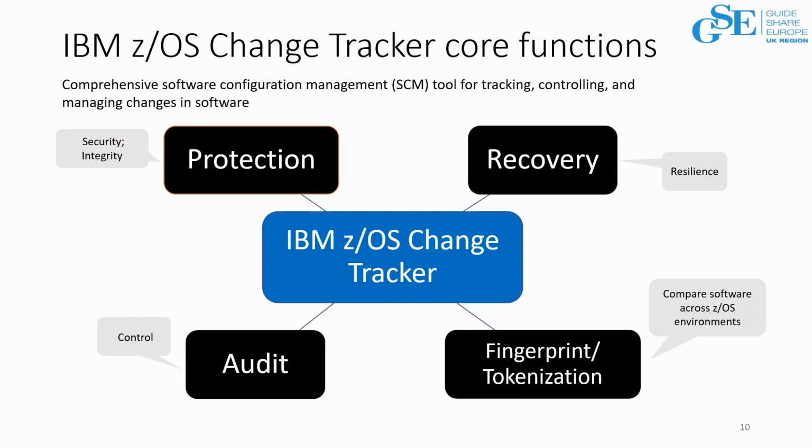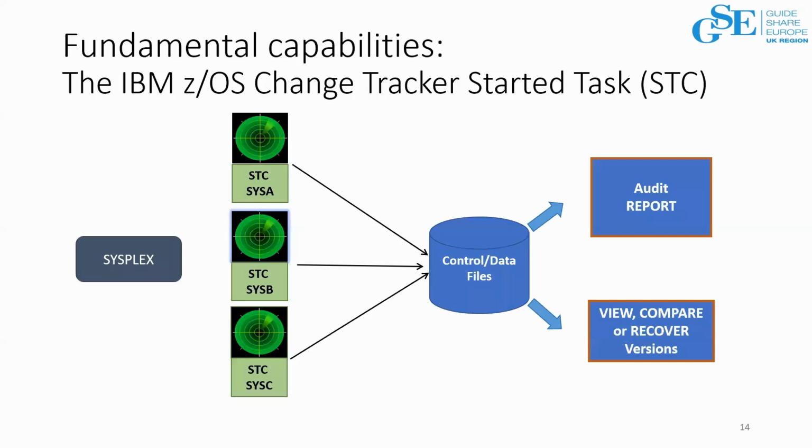There are 4 core functions within IBM zOS Change Tracker. We provide protection, as I mentioned. We have recovery, so the ability to recover members, and auditability for the compliance enforcer to make sure that reports show what changes have been made en masse. And then last but not least, you'll hear different names for it. In the original product, it was known as fingerprinting or tokenization. We're transitioning more towards snapshots.